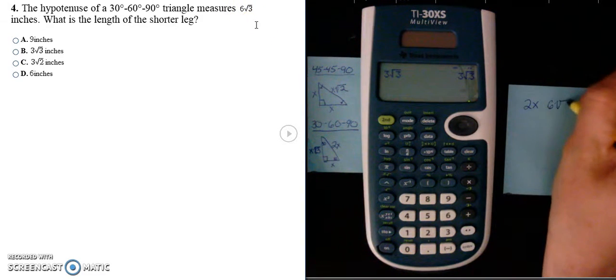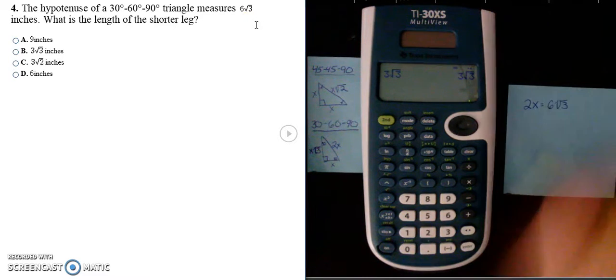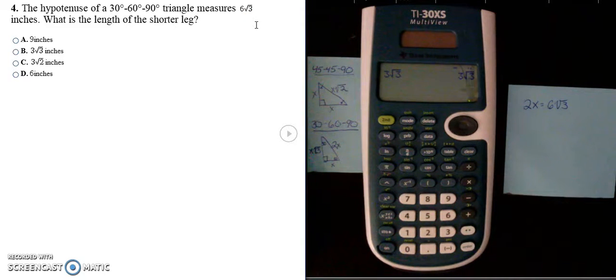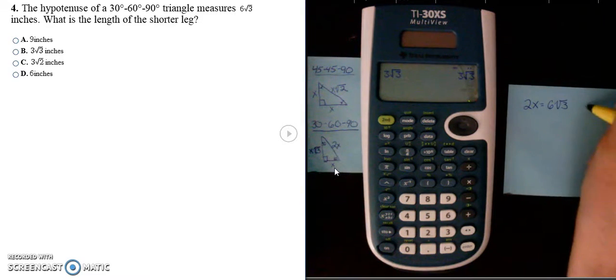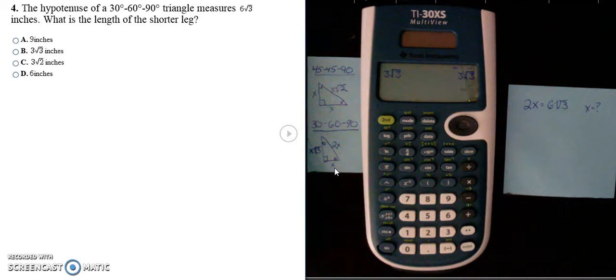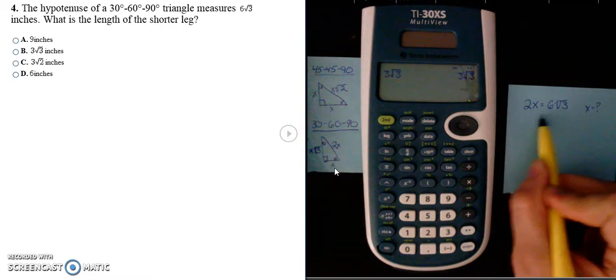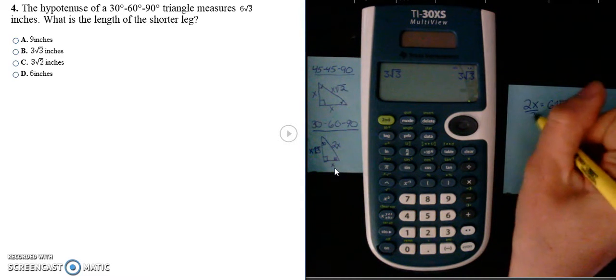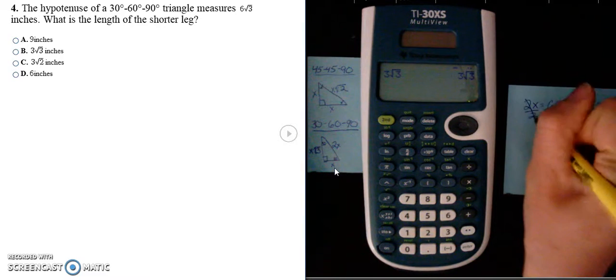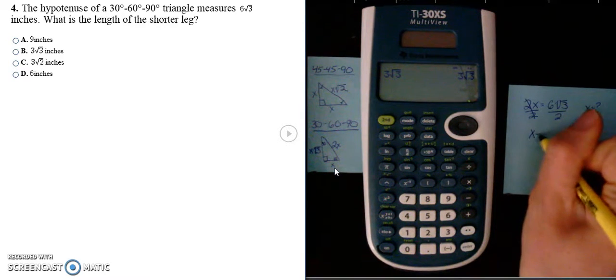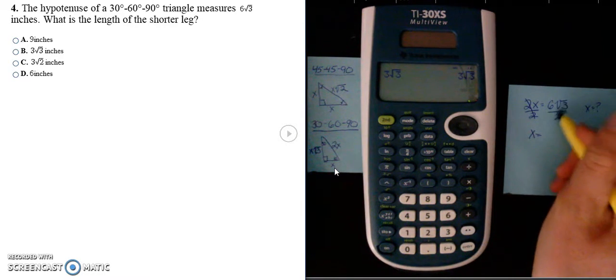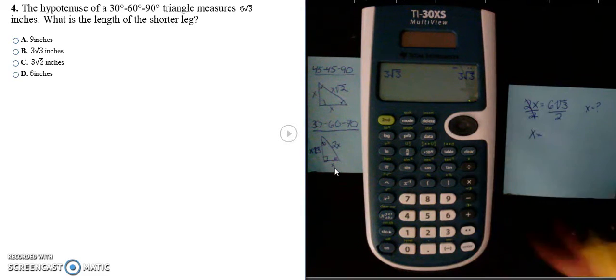So since those are both hypotenuses, I can set them equal to each other. And it wants to know what is the shorter leg. So the shorter leg in this problem is x. So it's asking me what is x on that rule triangle. So I'm going to have to solve this problem for x. So I'm going to have to divide both sides by 2. And these cancel, and I'm left with x equals, and if you're not too sure how to do this, we can use the calculator to answer that.